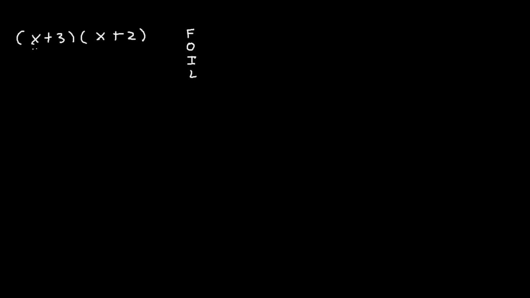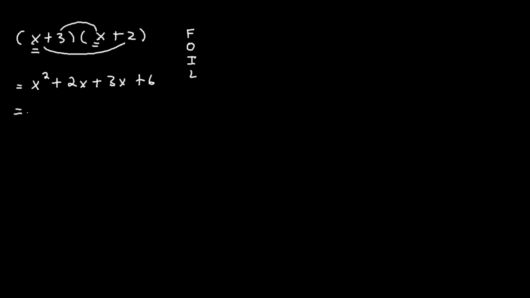So first, let's multiply the variables here. X times x is x to the second power. Now let's multiply the outer number, which is 2. X times 2 is 2x. And now let's multiply the inner terms. 3 times x is positive 3x. And last, let's multiply 3 times 2, which is positive 6.